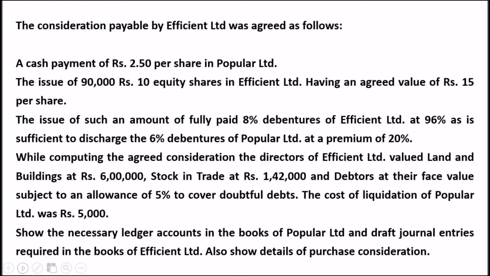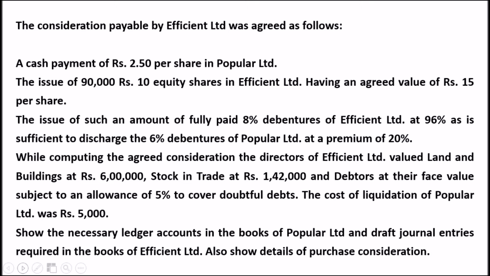The consideration payable by Efficient Limited was agreed as follows. A cash payment of rupees 2.5 per share in Popular Limited. The issue of 90,000 rupees 10 equity shares in Efficient Limited having an agreed value of rupees 15 per share. The issue of such an amount of fully paid 8% debentures of Efficient Limited at 96% as is sufficient to discharge the 6% debentures of Popular Limited at a premium of 20%.